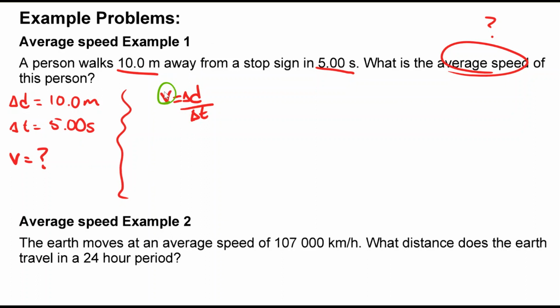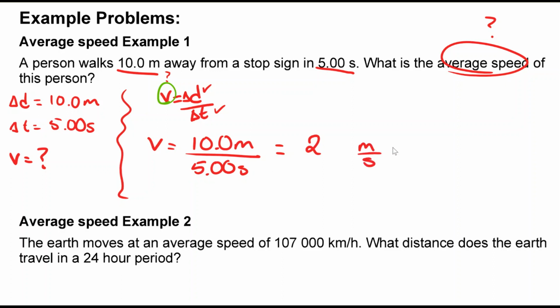So I want speed, and we're given distance and time, so this is going to be hopefully pretty easy. Average speed is the distance that we traveled, 10.0 meters, divided by the time that it took, which was 5.00 seconds. So when I do that, 10 divided by 5 is 2 meters per second. That's what my calculator is going to give me. If I put 10 divided by 5, it's going to give me 2. But there's a pretty glaring problem with that.